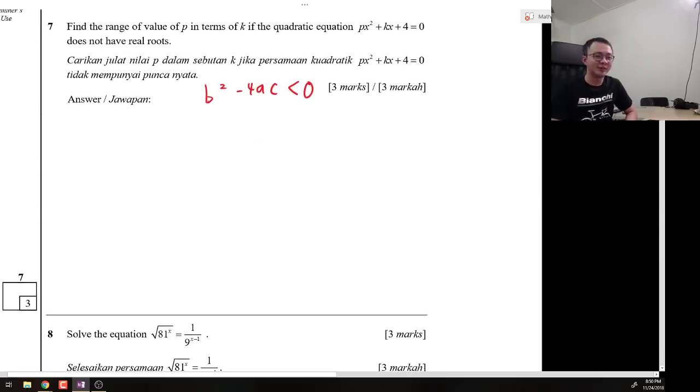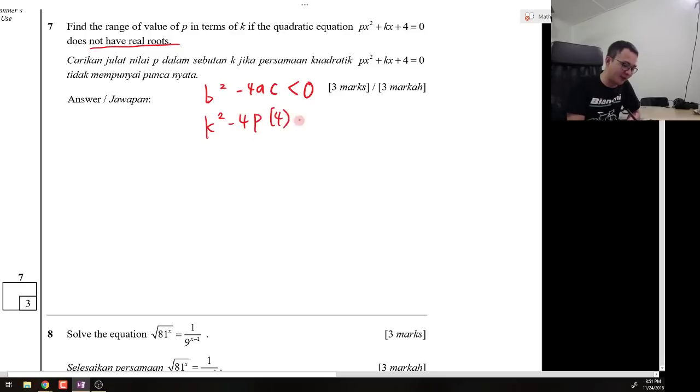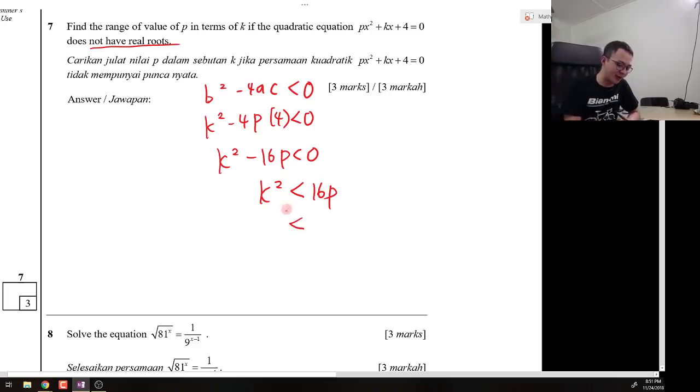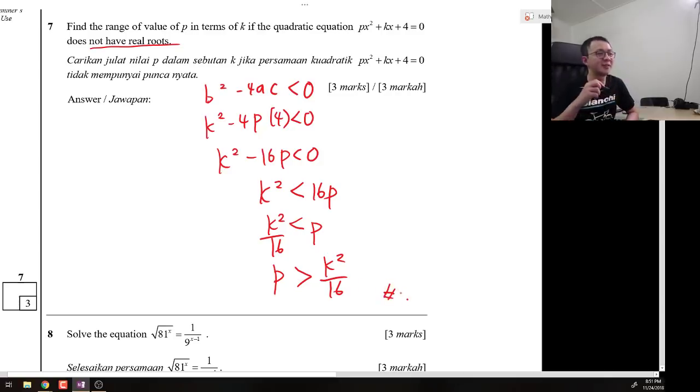Alright. Okay, number 7 here. So it does not have a real root. b squared minus 4ac less than 0. My b is k, right? k squared minus 4 times p times 4 less than 0. Then they ask for p in terms of k. k squared minus 16p less than 0. k squared less than 16p. Then I move the 16 to the other side because I want to make p the subject, right? So k squared over 16, so p is bigger than k squared over 16. Alright, it's quite simple.